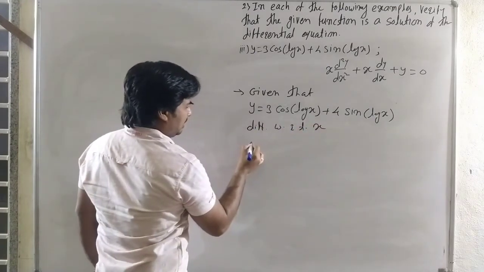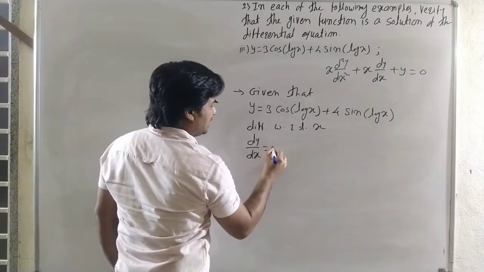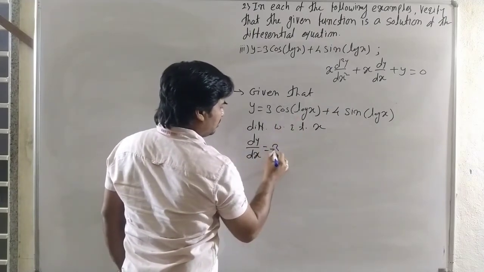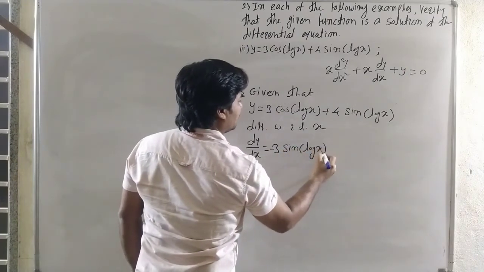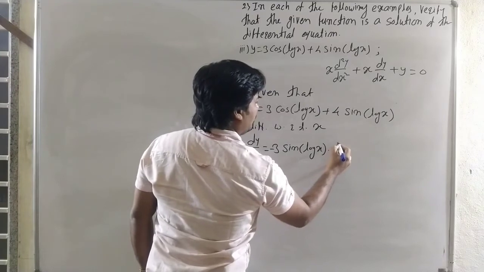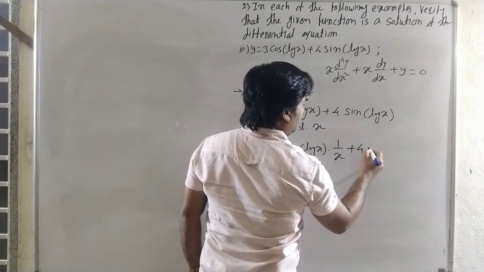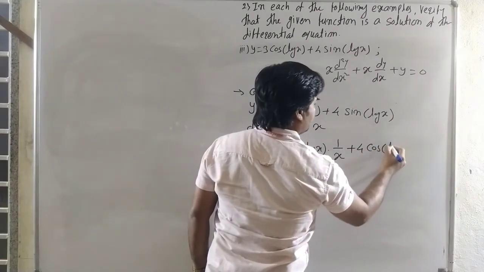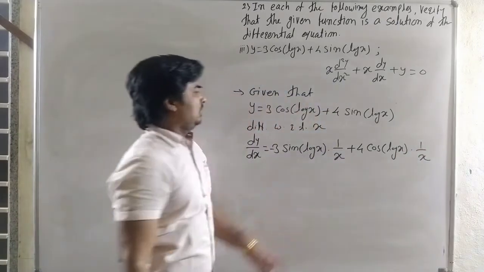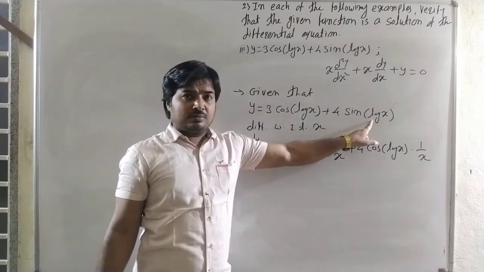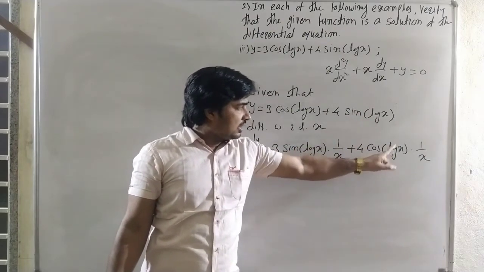Here dy by dx is equal to 3 as it is. Derivative of cos of log x is minus sin of log x into derivative of log x, we can write directly 1 by x, plus 4 into cos of log x into 1 by x. 4 sin of log x, 4 as it is. Derivative of sin of log x is cos of log x, and derivative of log x is 1 by x.